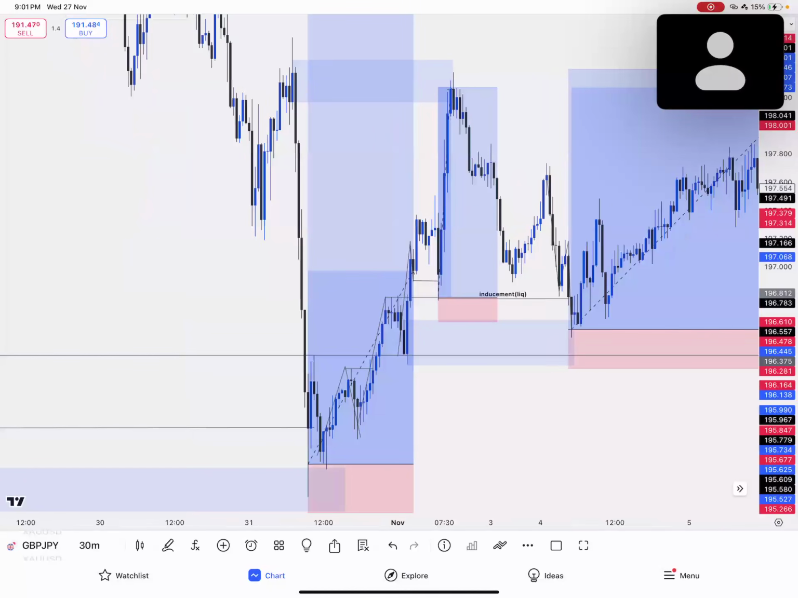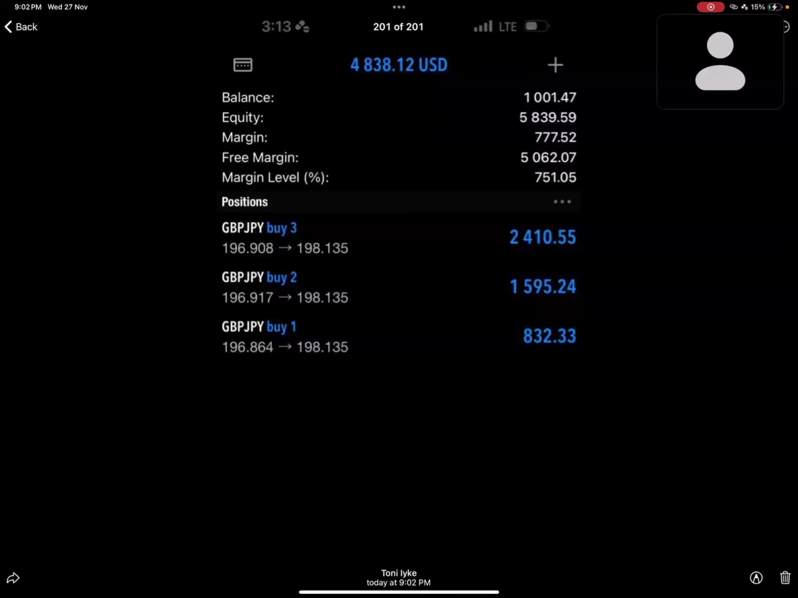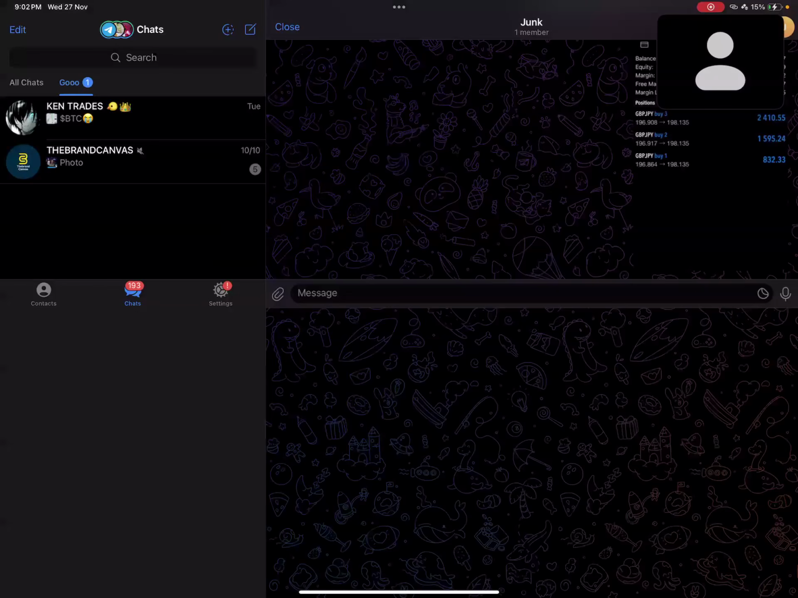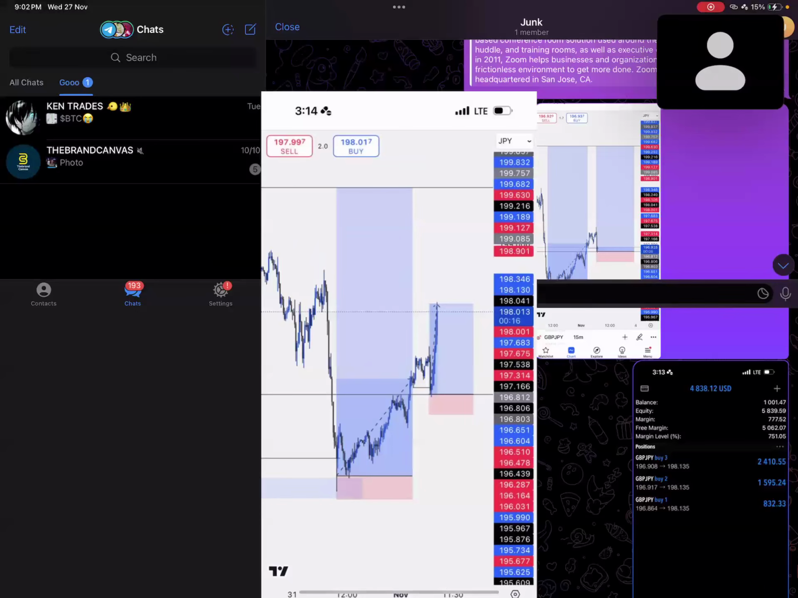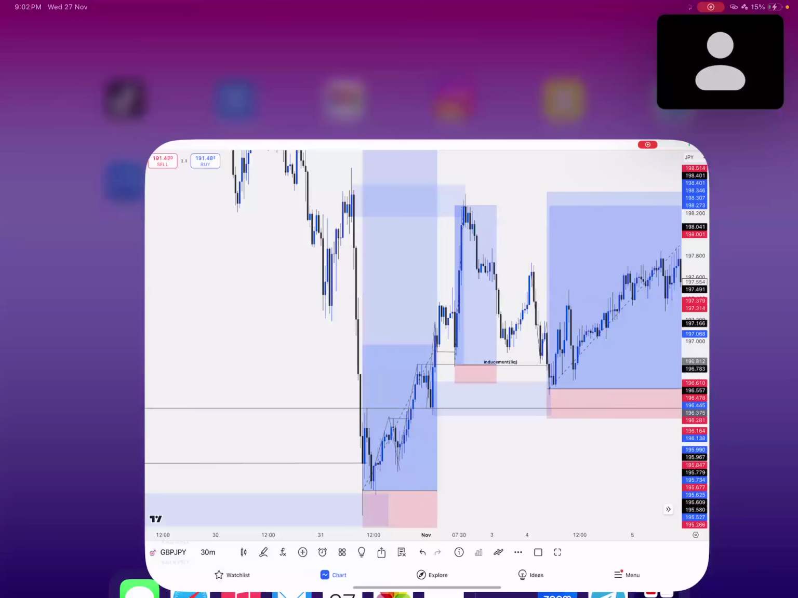Let me see if I can find the execution. Is this the trade? This particular trade here, it was more than 4,000, just that this was where I took the screenshot. So it was this particular trade here. This is the before, this is the after. So structure shift, inducement, breaker. That was my entry for this trade.